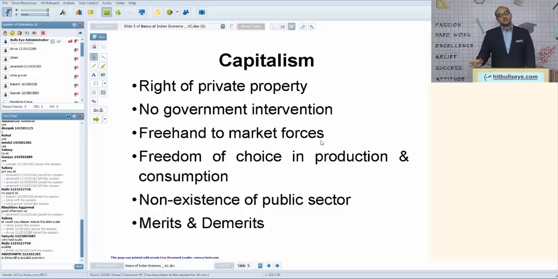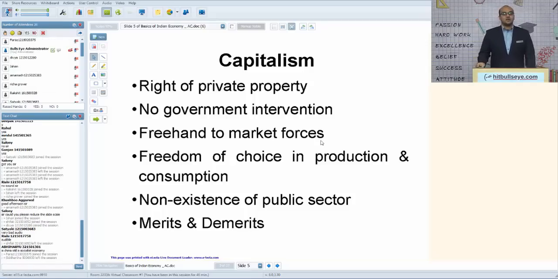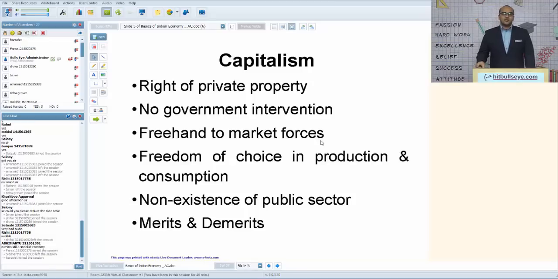It is one of the oldest ones that we have in practice, and these are certain basic features of capitalism. The principal feature, of course, is the right to private property. When you talk about capitalism, everything is privately owned. For a car, you can say this car belongs to someone. As far as a business or a factory is concerned, that business is registered in a particular individual's name.